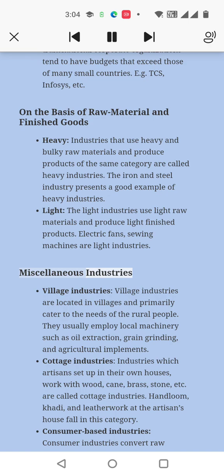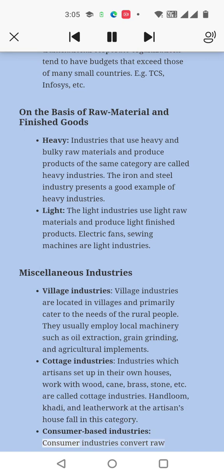Miscellaneous industries. Village industries are located in villages and primarily cater to the needs of the rural people. They usually employ local machinery such as oil extraction, grain grinding, and agricultural implements. Cottage industries which artisans set up in their own houses, work with wood, cane, brass, stone, etc. are called cottage industries. Handloom, khadi, and leatherwork at the artisan's house fall in this category.